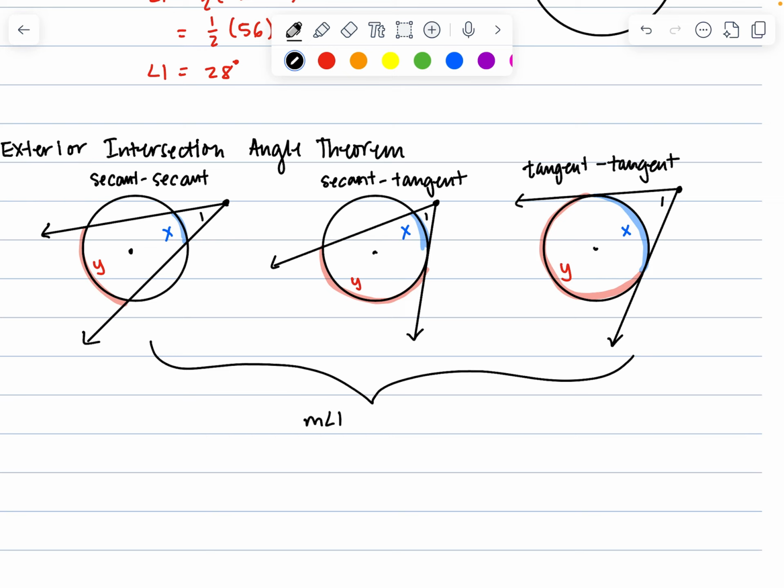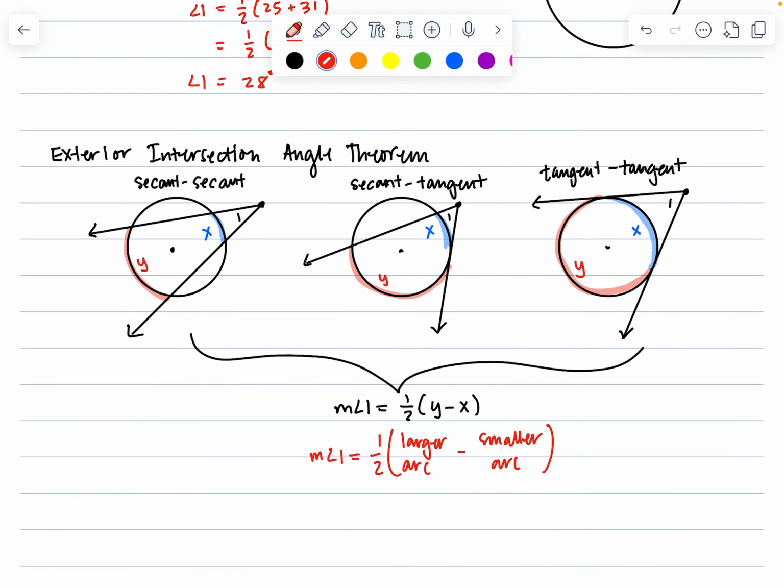No matter which one you have, if the intersection is on the exterior, you would follow this formula. The measure of angle 1 will always be equal to, still 1/2, but instead of adding them, we subtract them: Y minus X, or as I would prefer it, the larger arc minus the smaller arc. It has to be in this order or else you get a negative, which is impossible. So it has to be the larger minus the smaller, times 1/2. That gives the measure of angle 1.